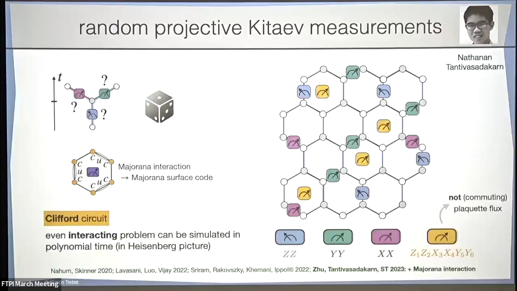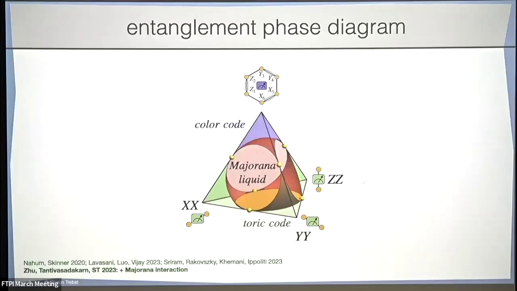So here's a phase diagram. What is this phase diagram about? This phase diagram is about entanglement structure, so it's an entanglement phase diagram. If I go to, for instance, this corner here, where XX checks are very likely, as opposed to here, where YY checks are very likely, it's a tetrahedron in these 4 probabilities. It says that a typical state will have an entanglement structure of the following sort.